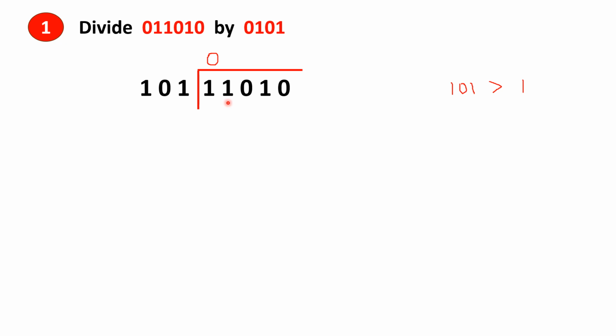Next, I will take the next digit. So now it is 1 1. So I am comparing 101 with 1 1. When I compare 101 with 1 1, again 101 is greater than 1 1. So I am putting a 0. Now I take the 3 bits together, 1 1 0. So now again I am comparing 101 with 110.